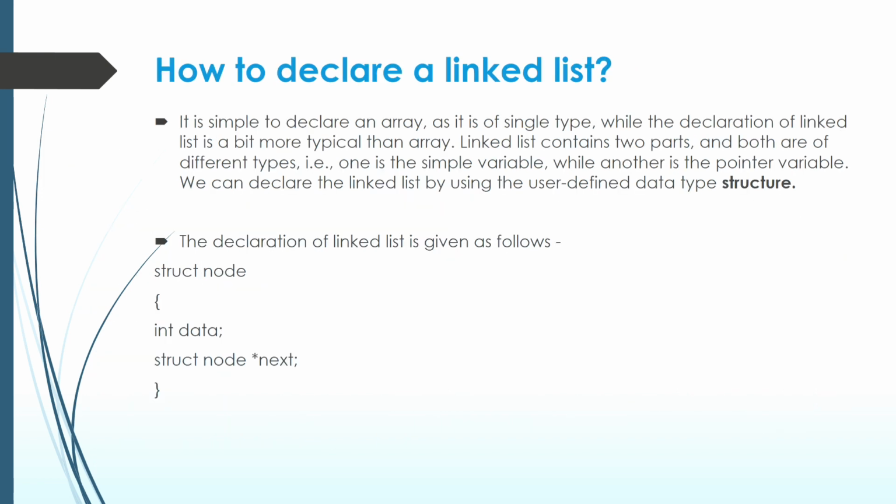So how to declare a linked list? It is simple to declare an array as it is of a single type, while the declaration of linked list is a bit more complex than array. Linked list contains two parts, and both are of different types. That is, one is the simple variable while another is the pointer variable. We can declare the linked list by using the user-defined data type structure. The declaration of linked list is given as follows: struct node, int data, struct node pointer next.